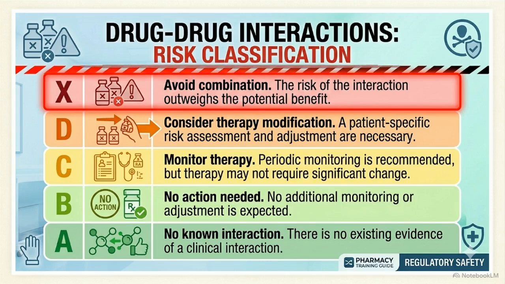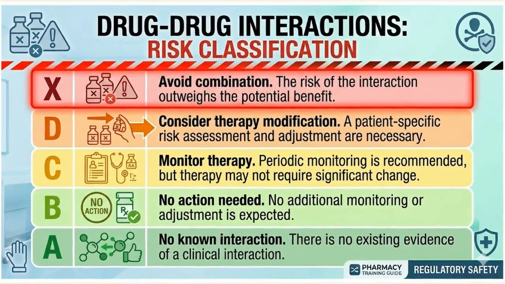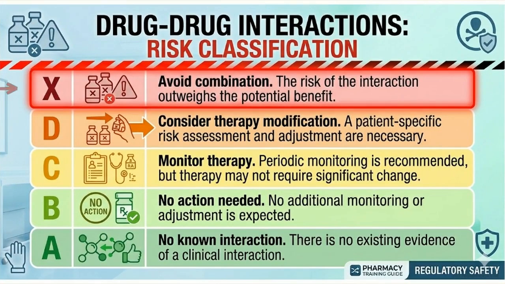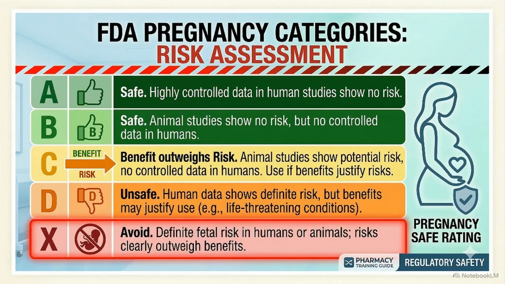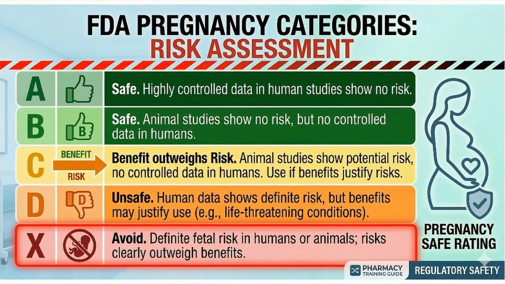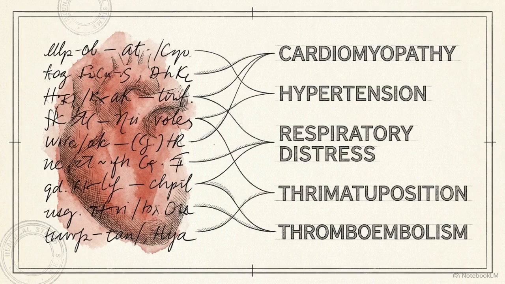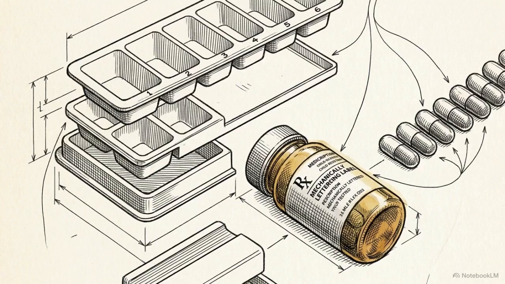This chart displays the 5-tier classification system for drug-drug interactions, scaling up from A, indicating no known interaction, to X, where you must avoid the combination entirely. A parallel rating system applies to the FDA pregnancy category shown here. Pay close attention to the pivot between Category C, where the benefit may justify the risk, and Category X, where definitive fetal risk dictates you must avoid the drug completely. Standardizing our abbreviations and rigorously utilizing these risk scales eliminates the subjective guesswork that leads to fatal dosing errors.